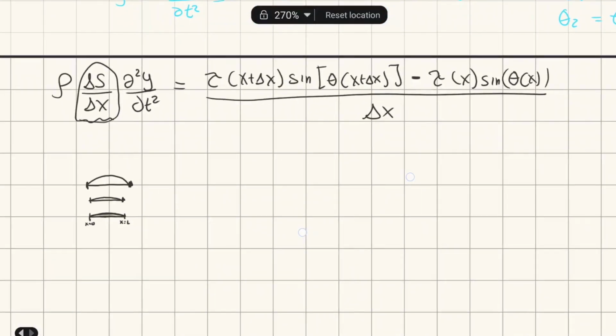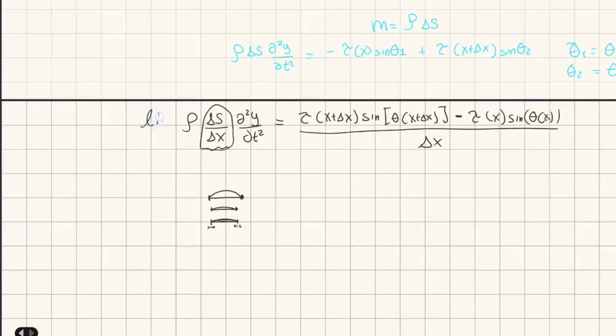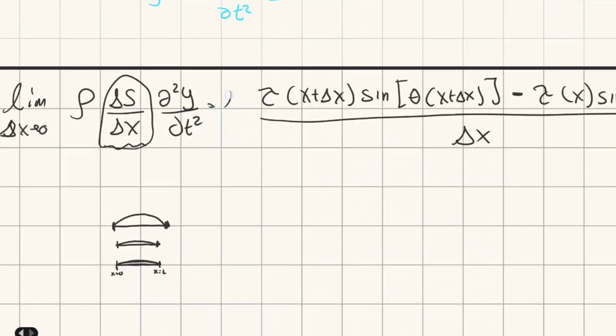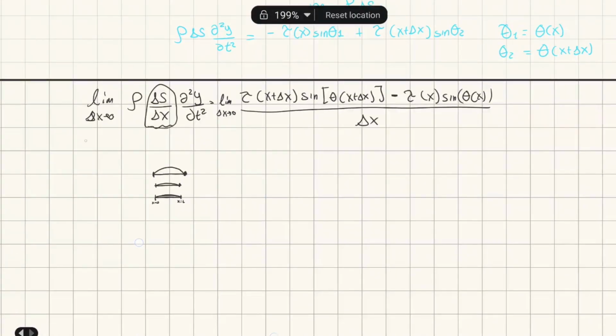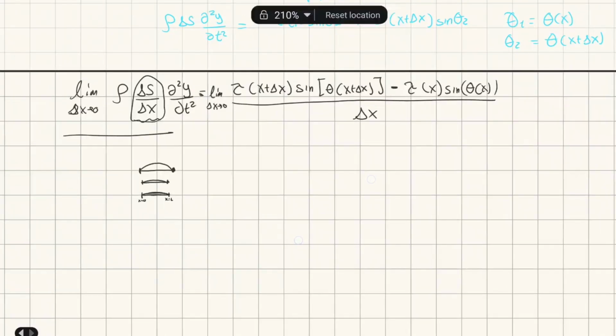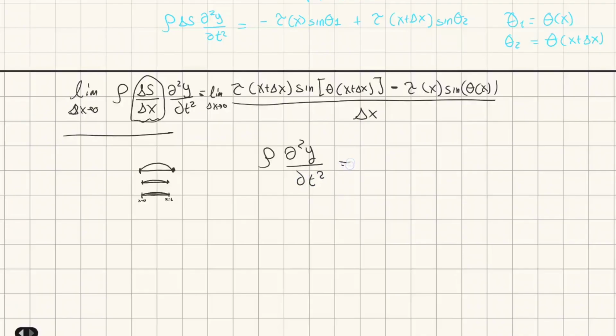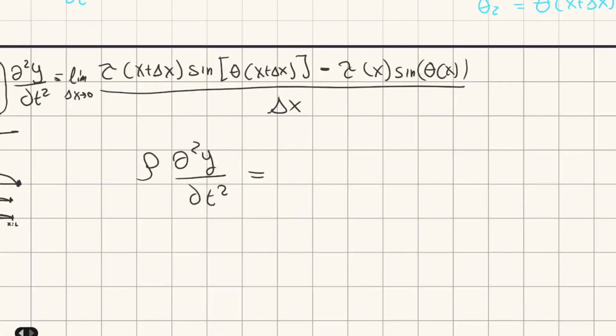So if we do that, here we are going to have the limit as delta x goes to 0, and here we will have the limit as delta x goes to 0. From the left-hand side of the equation, we will have rho times the second derivative of y with respect to time, equals. And here on the right-hand side of the equation, we have exactly the definition of the derivative with respect to x of the next function: tau of x multiplied by sine of theta of x.